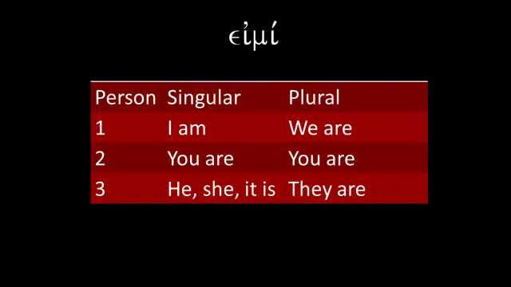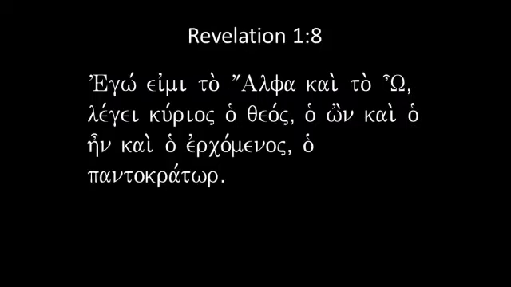Very important. Now just to give you an example, this verb shows up in Revelation 1:8. Ego eimi to alpha kai to omega. Let's just look at that part. Ego means I, like the word ego. Ego eimi, I am, to alpha kai to omega.